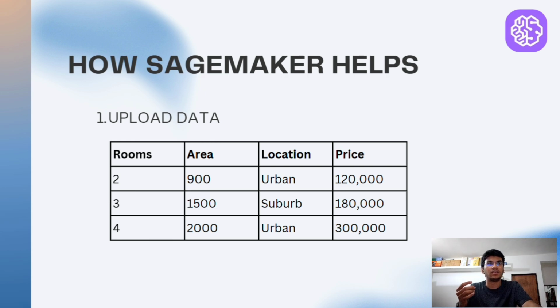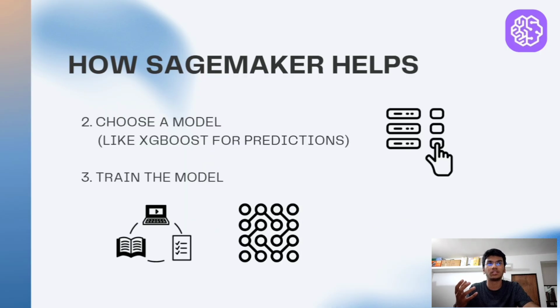And then you have to choose a model. In SageMaker you don't need to build everything from scratch. You can pick a ready-made algorithm like XGBoost for predictions, then train the model. SageMaker uses cloud services like GPUs and TPUs to train your model on the dataset. You don't need to set up the servers. Training is also much faster because AWS provides powerful machines.